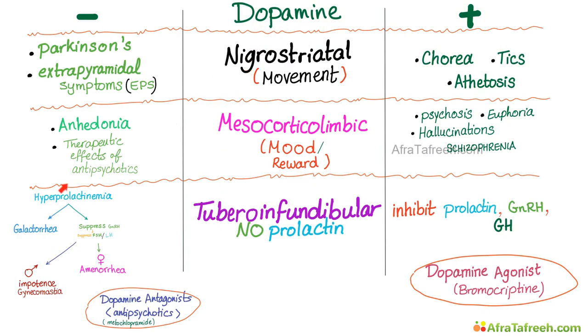And this is the best table ever. This is dopamine. These are the different pathways. Too much dopamine, this is what you get. Too little dopamine, this is what you get.